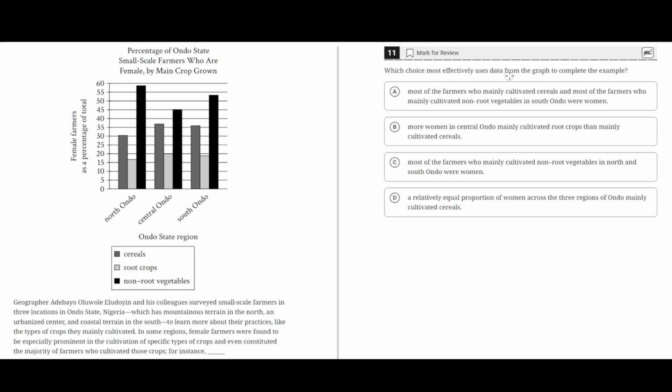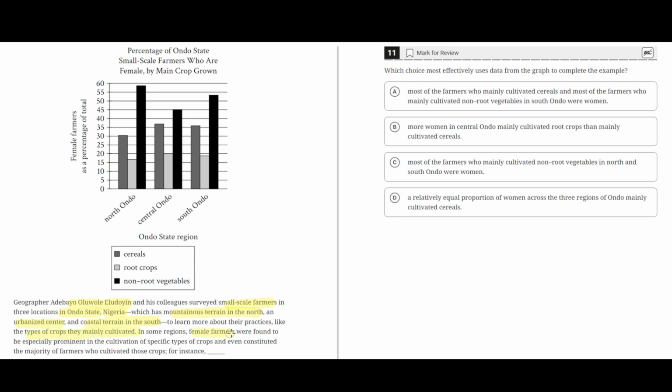Which choice most effectively uses data from the graph to complete the example? Geographer Adebayo Olowale Oyodiyan and his colleagues surveyed small-scale farmers in 3 locations in Ondo State, Nigeria, which has mountainous terrain in the north, an urbanized center, and a coastal terrain in the south, to learn more about their practices, like the types of crop they mainly cultivated.